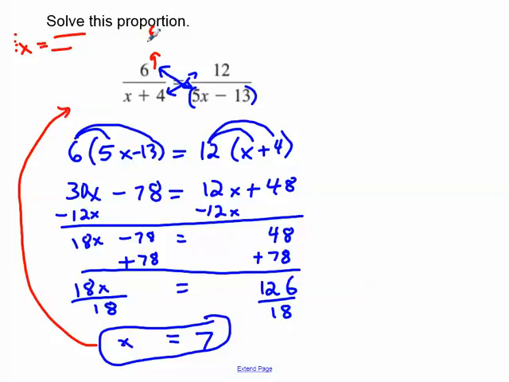This would be 6 over 7 plus 4, 11, equals, with a question mark, 12 over 5 times x, 35, minus 13, 22. And sure enough, if we reduce that 12 over 22, it would be 6 over 11, and that's the same as over there. Sure enough, it checks out. Our answer checks out, and we're done. To simplify a proportion of one ratio equal to another ratio, we just simply cross multiply, get to this, and then solve.